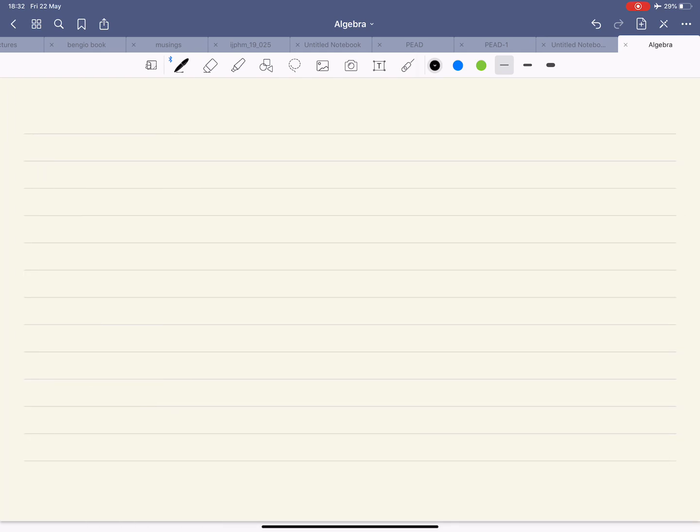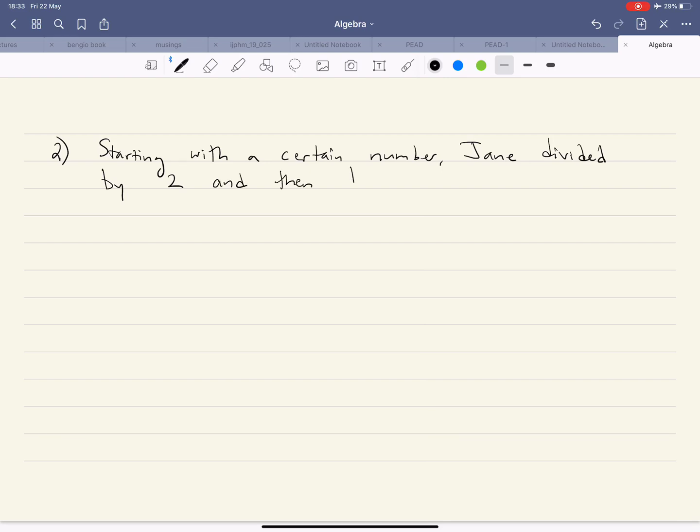Okay, let's do the next problem. So the next problem says, starting with a certain number, Jane divided by 2 and then divided by 3. Her answer was 1 out of 15. Or 1/15.